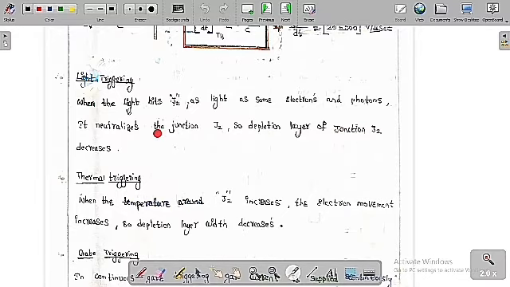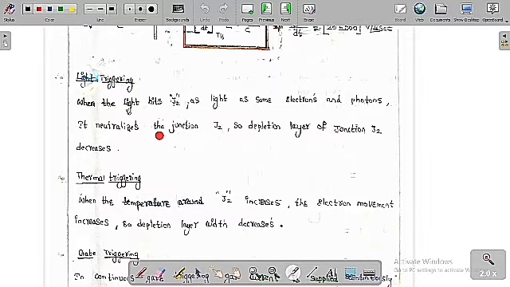Suppose you hit the junction J2 with the help of light. As the light has some electrons and photons, it is going to neutralize the junction J2. So the depletion layer of junction J2 decreases. So now we can easily turn on the device. This is called the light triggering.